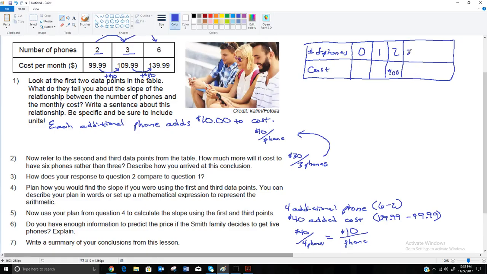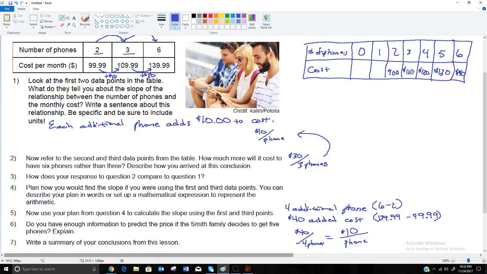3 phones is roughly $110. And we'll leave this blank for 4 and 5. We ran out of room here, but we'll add 6 on the end. 6 phones was $140. So how do we fill in for 4 and 5? Well, we have to add $10. So 4 phones would be $120, and 5 phones would be $130.